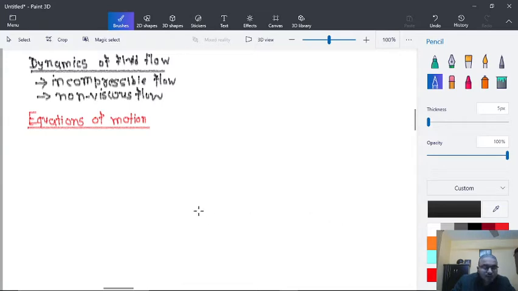So here the equation of motion will be written based on Newton's second law of motion, that is the force that is being applied in the direction x, that is Fx, is equal to the product of mass of the fluid and the acceleration in that direction, that is ax. So this will be our fundamental equation for equation of motion. And here the forces which are present in a fluid flow will be mentioned over here.